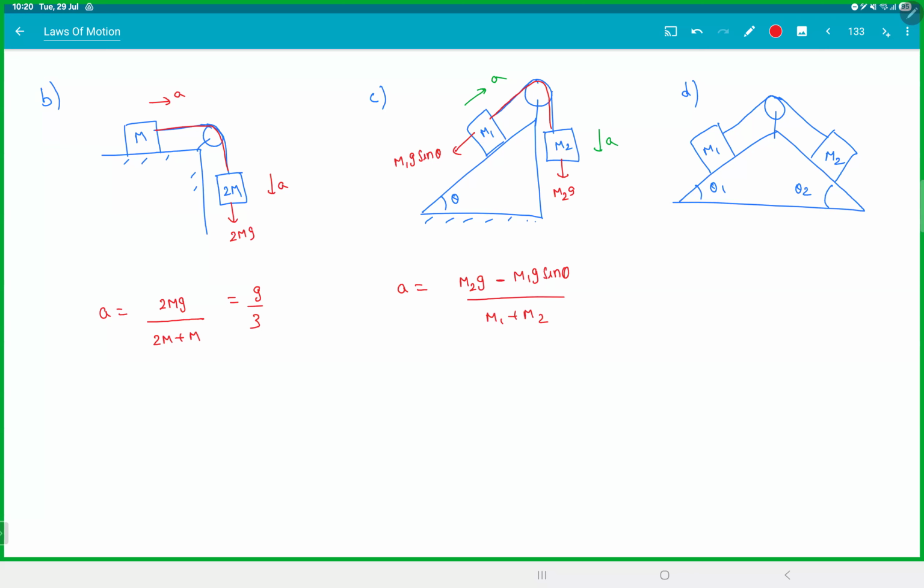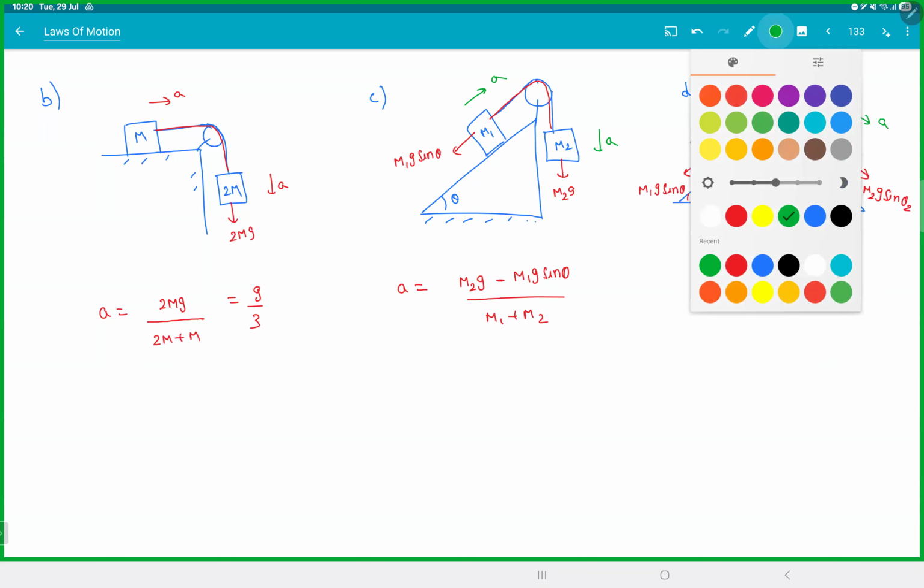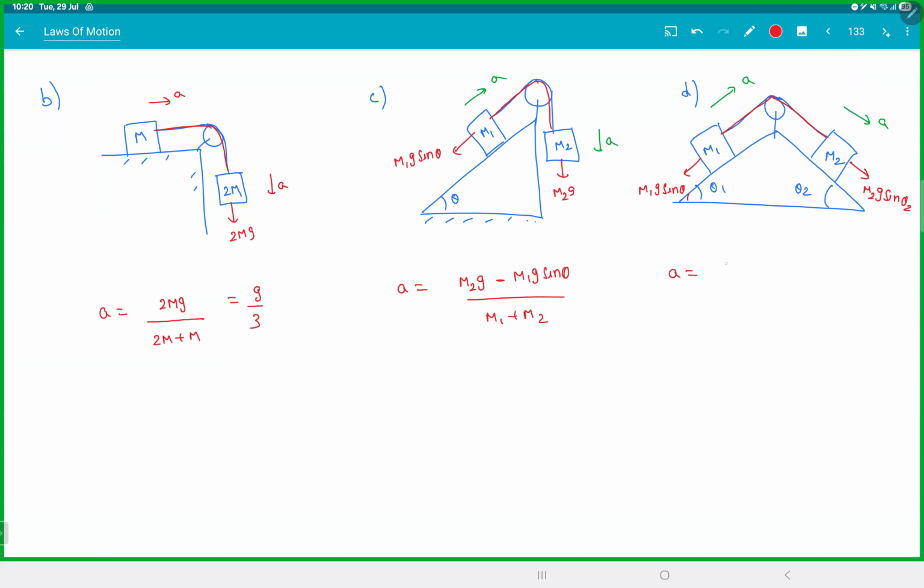Are you getting how we're doing this? What about this guy, along the string? So what is this component? m2g sine theta 2. What about this guy? m1g sine theta 1. We don't know which way it is going. Assume whatever direction you want. I'll assume m2 is going down, so m1 has to go up. Acceleration: m2g sine theta 2 is supporting the acceleration, so plus. m1g sine theta 1 is opposing the acceleration, so minus, by total mass.